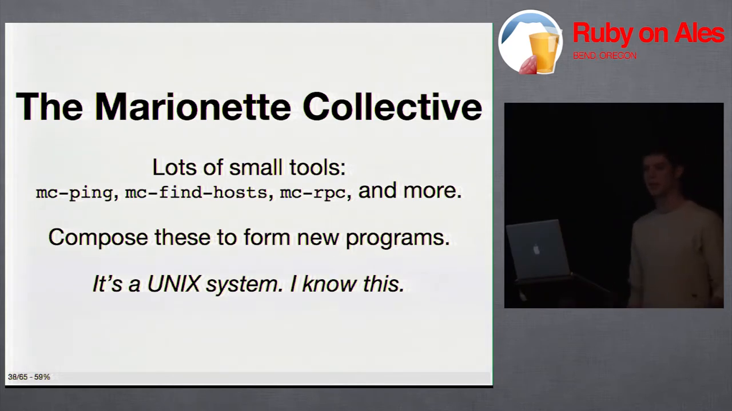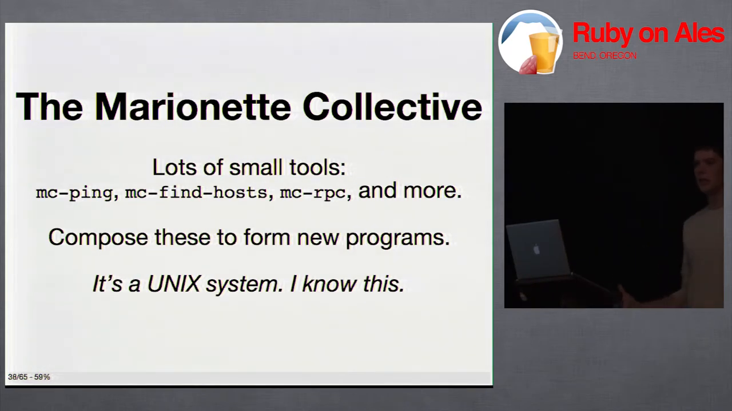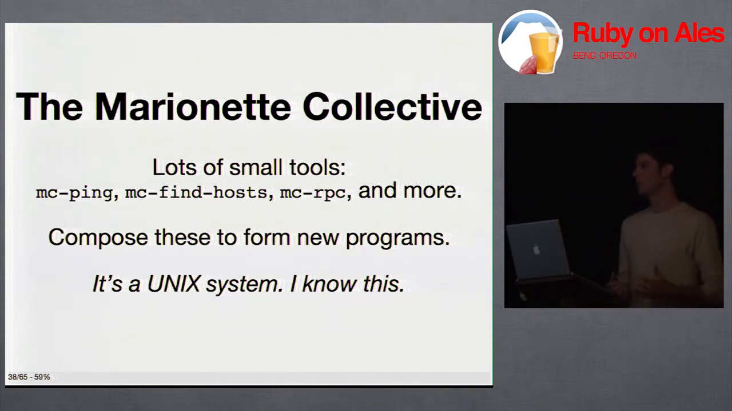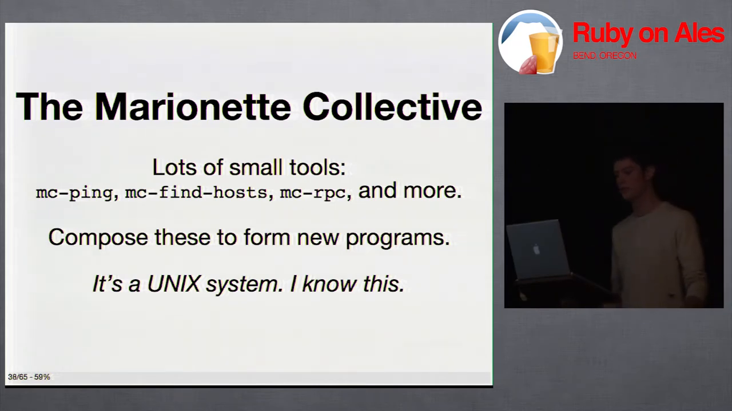MCPing, probably obviously, sends an echo message over that bus to all of your servers and reports back on what they said. MCFindHosts allows it to plug into Puppet and select a subset of servers from your infrastructure, all based on who replies to the messages on the bus. And these little programs are very useful to compose into larger programs where you grab a list of hosts from MCFindHosts, ping them to make sure they're up, and then do something totally different and unrelated to MCollective.